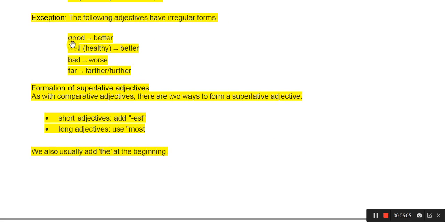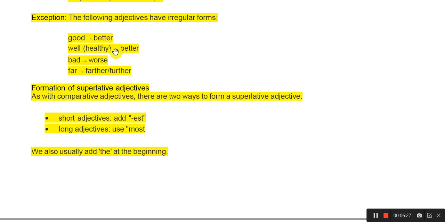And also exceptions about this. Irregular forms. Look at this. Good, bueno. Better, mejor. Well, bien. Better, mejor. Bad, malo o mal. Worse, peor. Far, lejos. Farther, más lejos o further. Just the writing here.